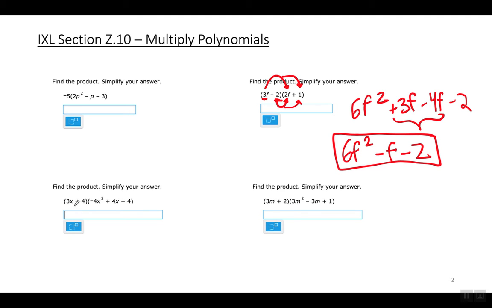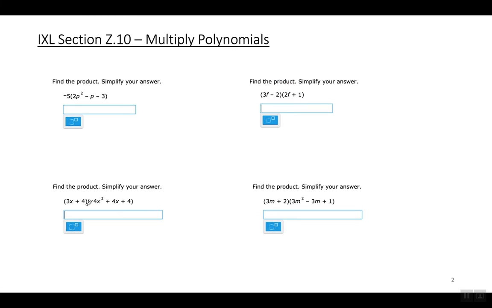Right here I have a binomial times a trinomial. We're going to do the same concept that we did here, same exact concept. Aquí tengo un binomio multiplicándose con un trinomio. Y voy a hacer el mismo concepto que hice aquí. So first I'm going to take the first term, 3x, and multiply it times each one of these. So 3x times -4x to the second power.